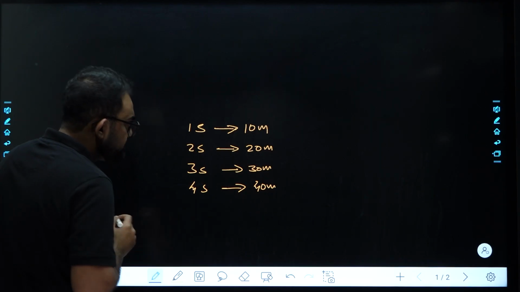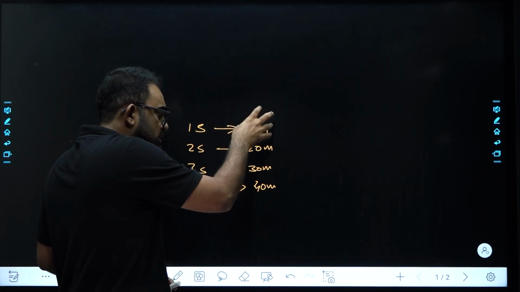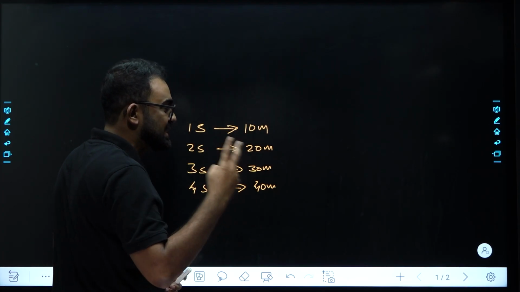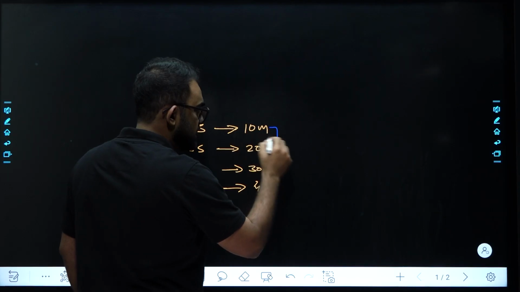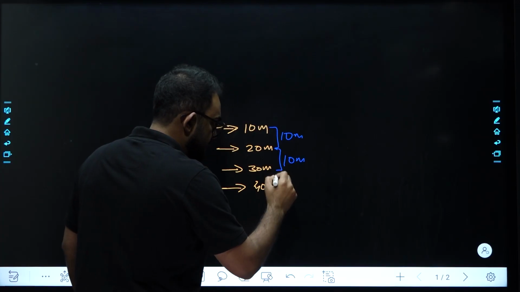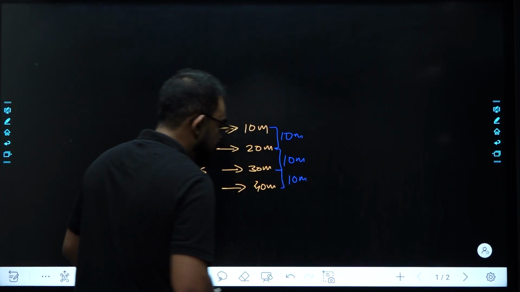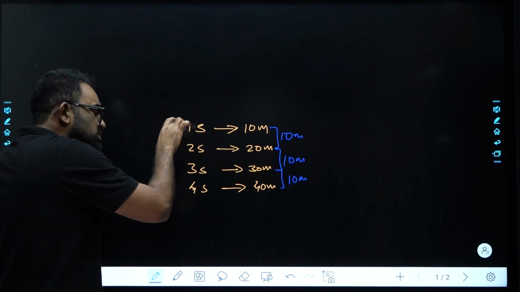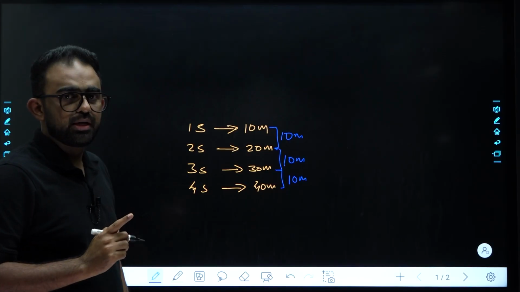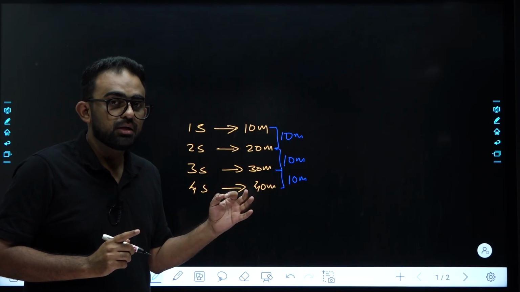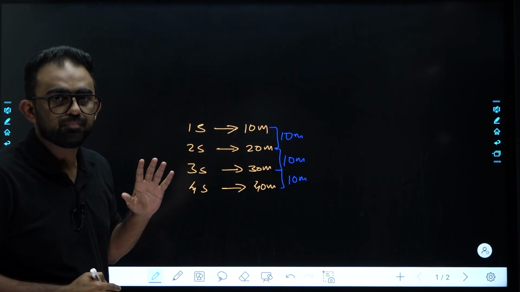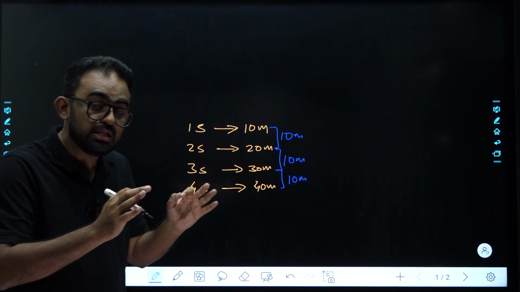See this. When you closely observe the distance data, the difference between two adjacent distances is always 10 meters. That is, 20 minus 10 is 10 meters, 30 minus 20 is 10 meters, and 40 minus 30 is also 10 meters. Similarly, the difference between two adjacent times is also 1 second. 2 minus 1 is 1 second, 3 minus 2 is 1 second, 4 minus 3 is also 1 second. What does it mean? It means in every single second you are covering 10 meters of distance. This is what we call speed in physics.